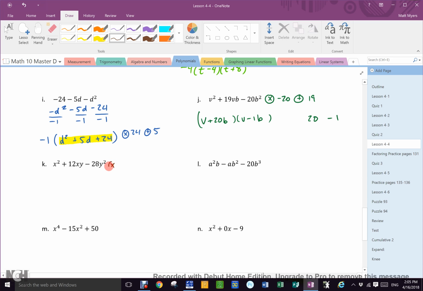What must I multiply to? -28. What must I add to? 12. Is it 1 and 28? Is it 2 and 14? It is. It is 2 and 14, -2. So it is x minus 2 what? X minus 2y and x plus 14 what? Y. Is everybody good to K?